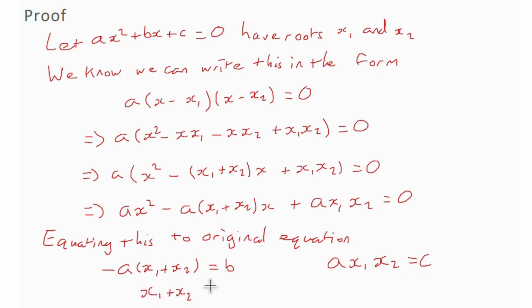Dividing through, x1 plus x2 must be equal to minus b over a, and x1 times x2 must be equal to c over a. And we have proven the result that if the roots are x1 and x2, then the sum of the roots must be minus b over a, and the product of the roots must be c over a.